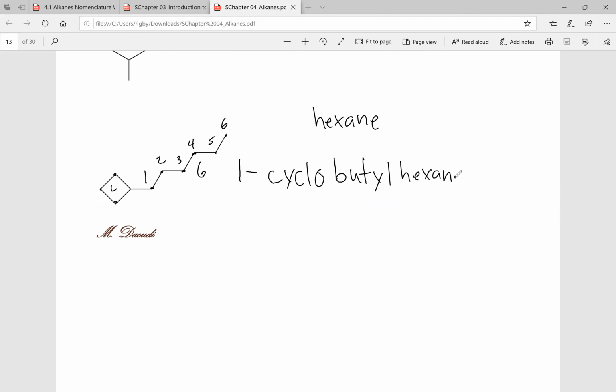This is somewhere where you cannot drop the 1, because if we just say cyclobutylhexane, we can't assume that it's going to be on 1. That's why I don't really recommend doing it for anything, because it can get confusing and you can end up getting something wrong for something simple and you'll beat yourself up over it. Okay, so let's continue on.